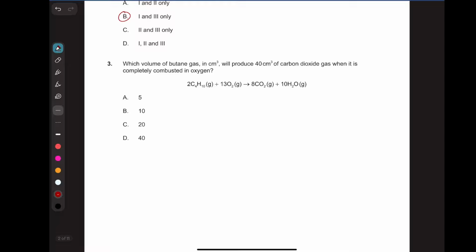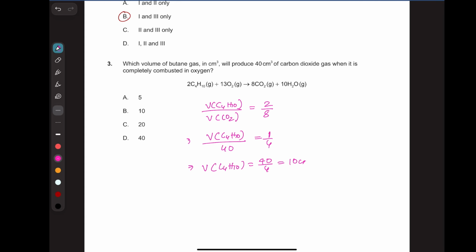Next, which volume of butane gas will produce 40 centimeter cube of carbon dioxide when completely combusted in oxygen? So everything is a gas, so we can use volume ratio. So volume of C4H10 divided by volume of CO2 would be 2 over 8. Now we need to find volume of C4H10. Volume of CO2 would be 40. This will be 1 by 4. So from here, C4H10 would be 40 over 4, which is 10 centimeter cube. Answer is B.